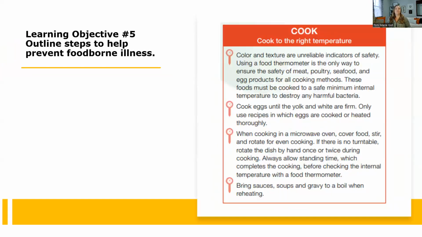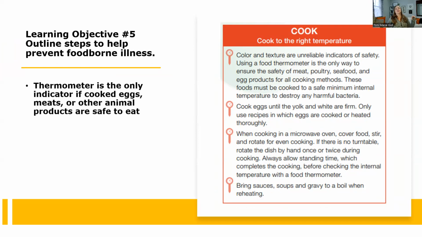As we move forward, we want to make sure we cook properly. The thermometer is the only indicator if cooked eggs, meats, or other animal products are safe to eat. I don't even know how many thermometers we have in our house. We have 3 for our smoker. We have 2 for our fryer. We have individual thermometers for the different foodstuffs, because this is the only way possible to tell what's going on.